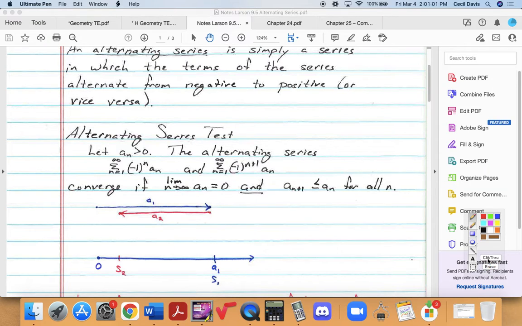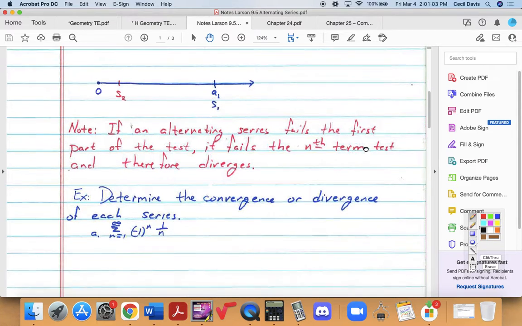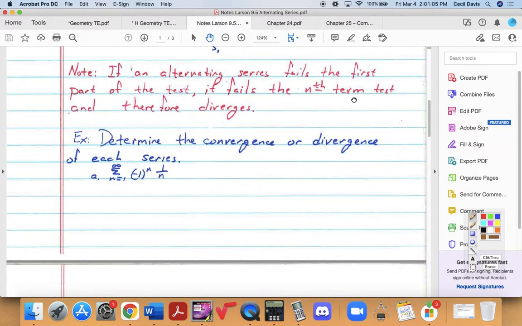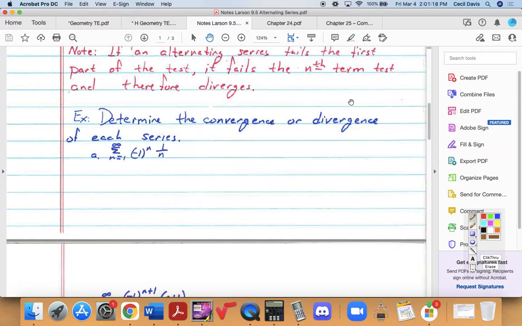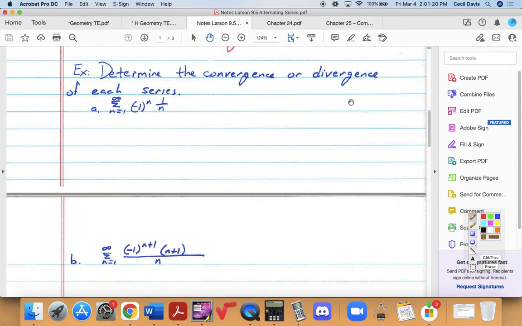Okay? All right. So notice I pointed this out. If an alternating series fails the first part of the test, it fails the nth term test and therefore diverges.